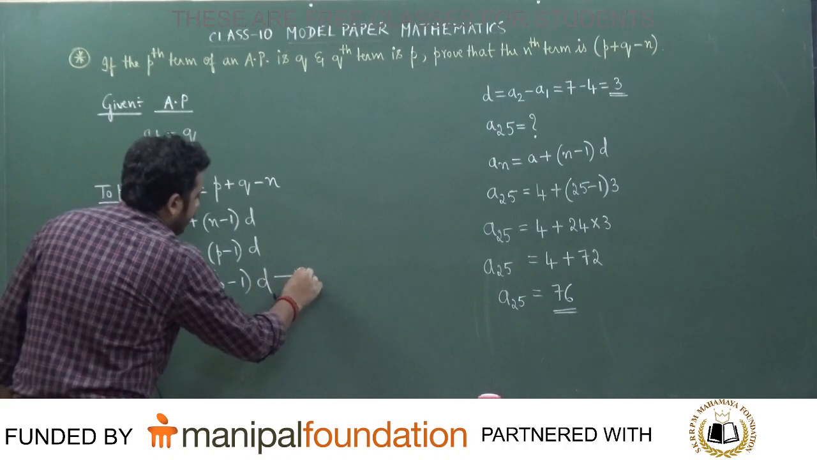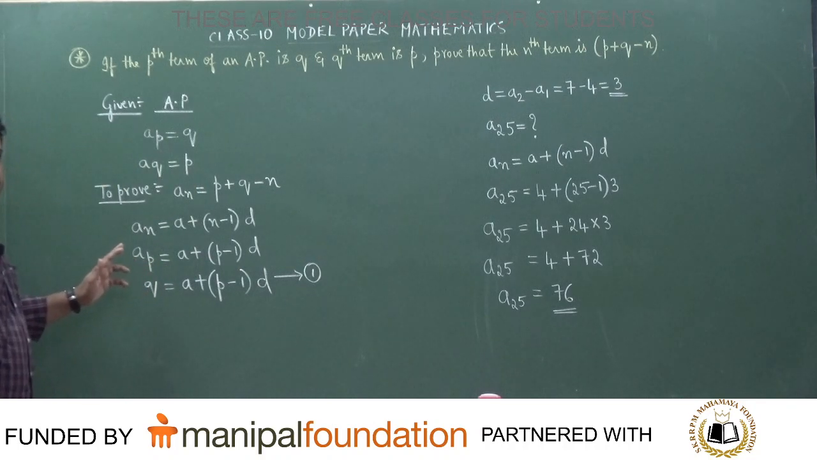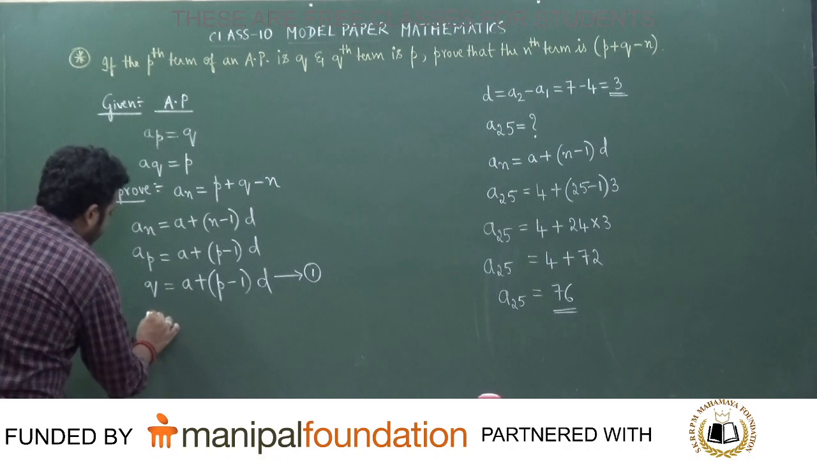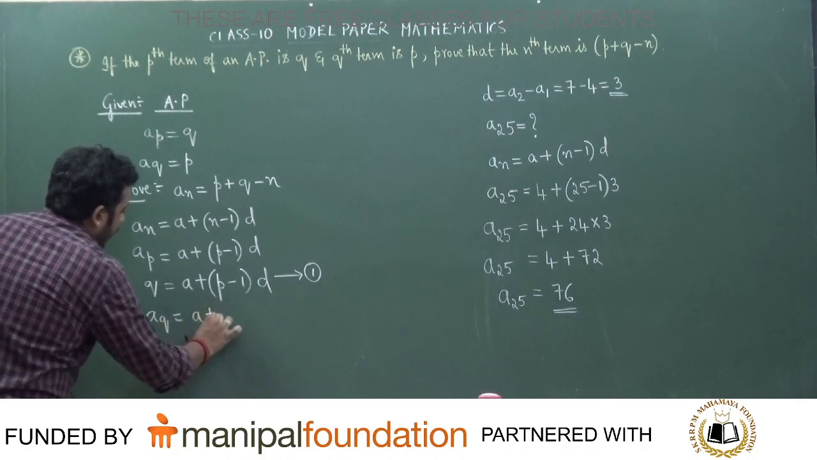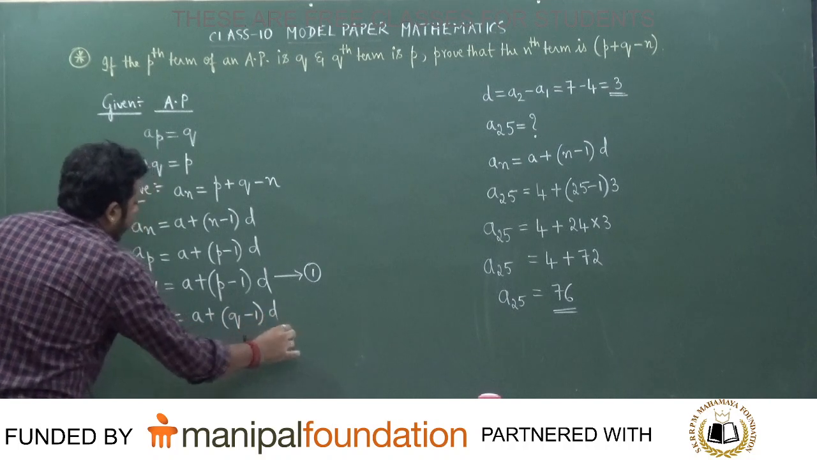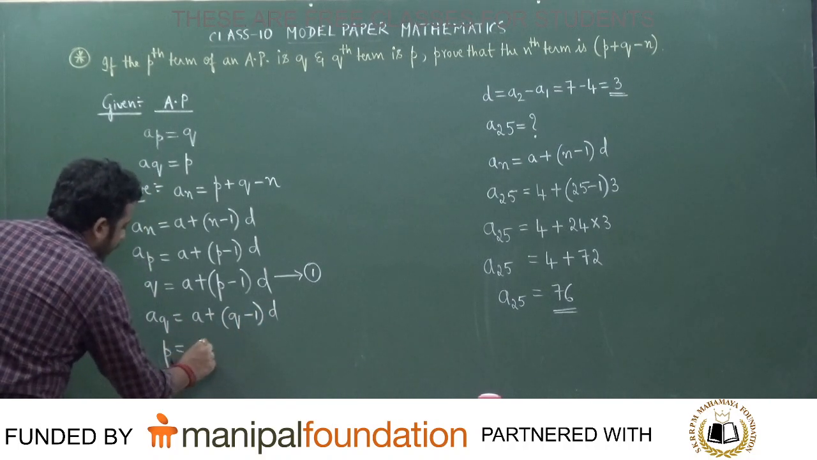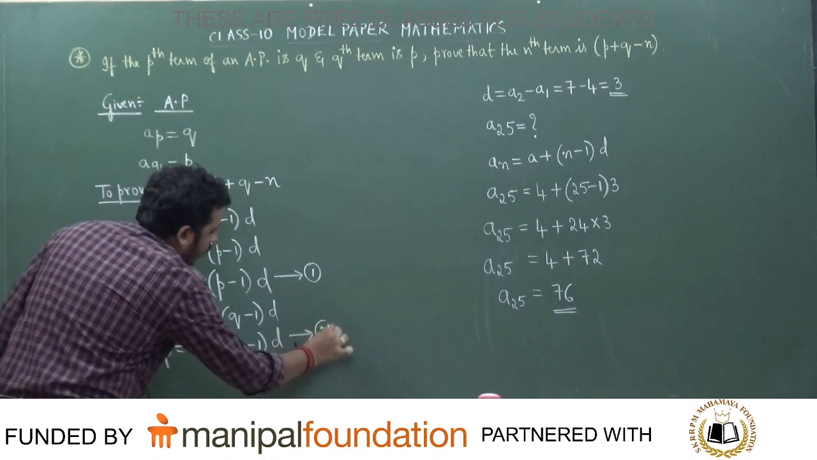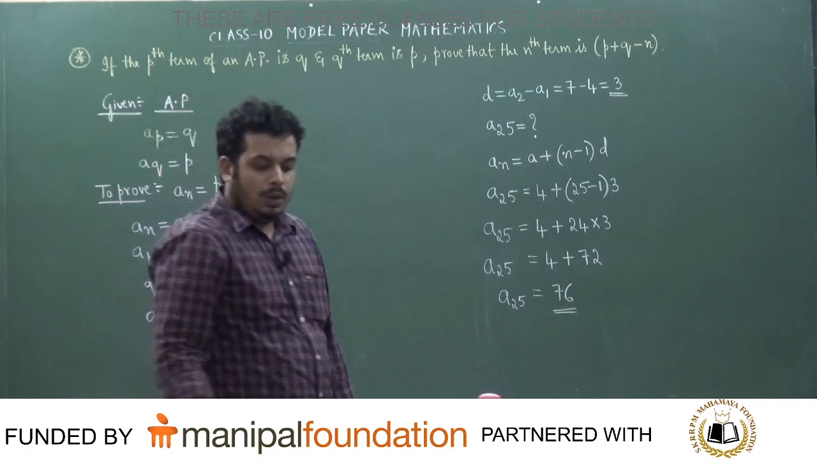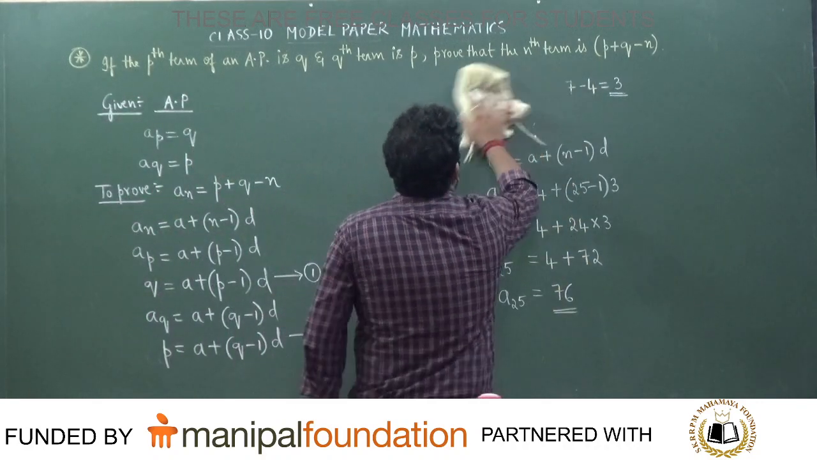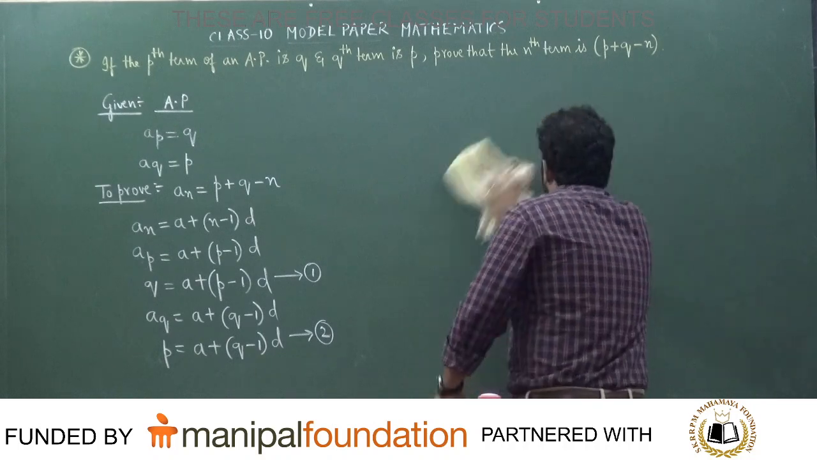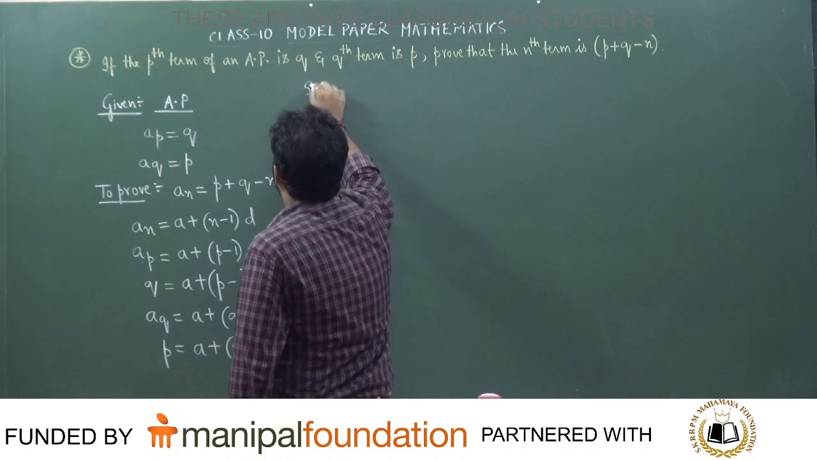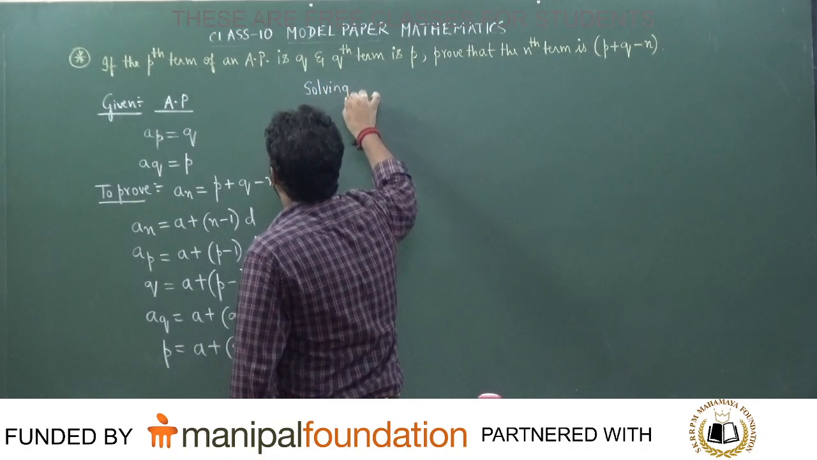See, all of you know this. What we have to find out in this case? We have to find out the value of A and D first. We'll do that. Similarly, the qth term, AQ can be written as A plus Q minus 1 into D. That A plus Q minus 1 into D is given as P. This is nothing but equation number 2. So can you tell me what we have to do? We have to solve equation 1 and equation number 2.